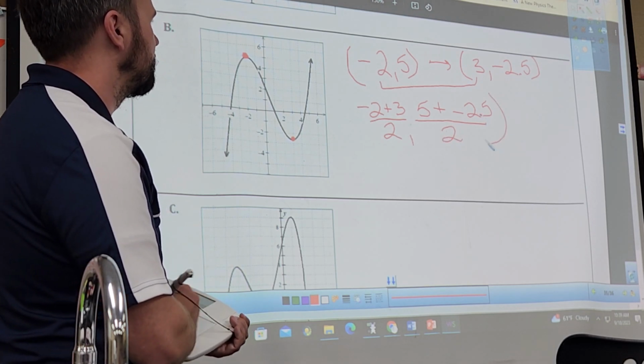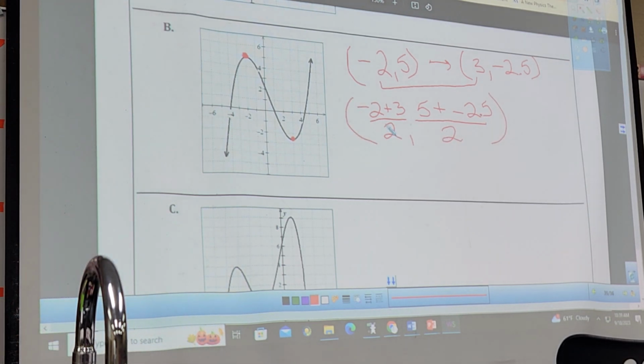Any questions on this? What I've done so far? I got 0.5. 1.25. Now, if you're using a calculator, could you always do it this way to be a little bit more accurate? Yeah.